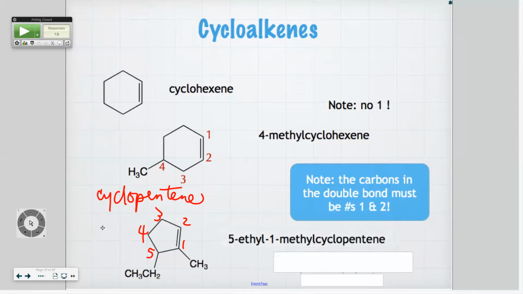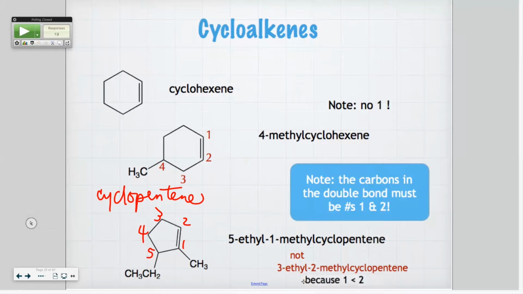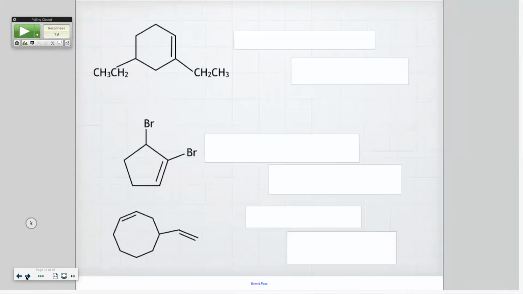Okay, so it's 5-ethyl 1-methyl cyclopentene, not 3-ethyl 2-methyl cyclopentene, because 1 is less than 2. At least it always has been, as far as I'm aware, even as a small child. Don't worry, we'll get to practice that some more.